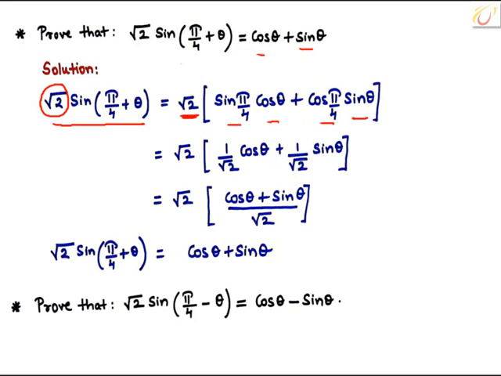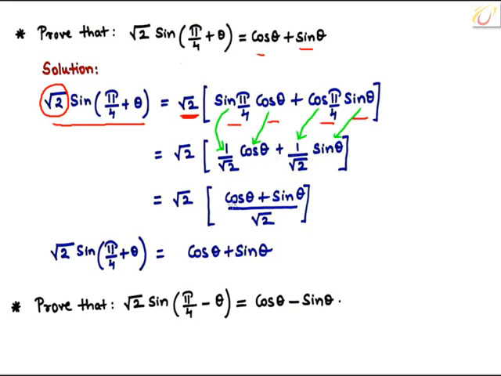What is the value of sin pi by 4? Sin pi by 4 is sin 45. That is 1 upon root 2. Cos theta will come down as it is. Cos pi by 4 is cos 45, which is 1 upon root 2. Sin theta will come down as it is. So we have cos theta upon root 2 plus sin theta upon root 2.